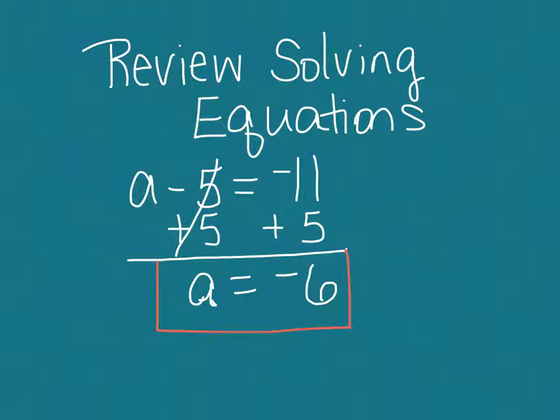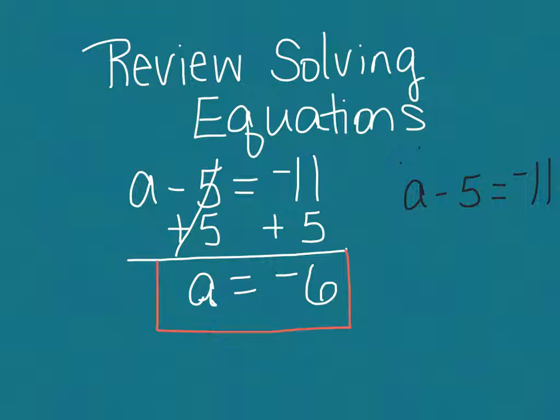If you had an equation, I don't know what's wrong with this. It's been messing up lately on me. a minus 5 equals negative 11. Okay, so if you remember back, right now we're just dealing with one step, adding and subtracting, that's it. Equations or inequalities and equations.